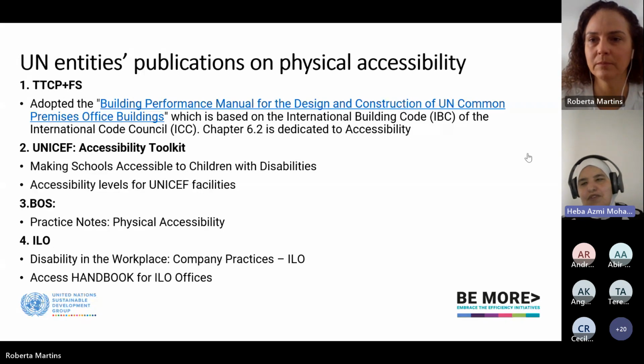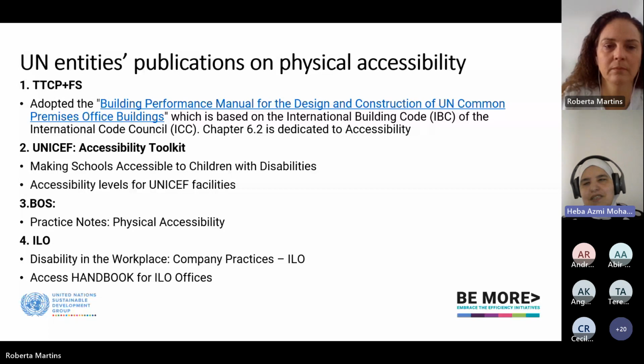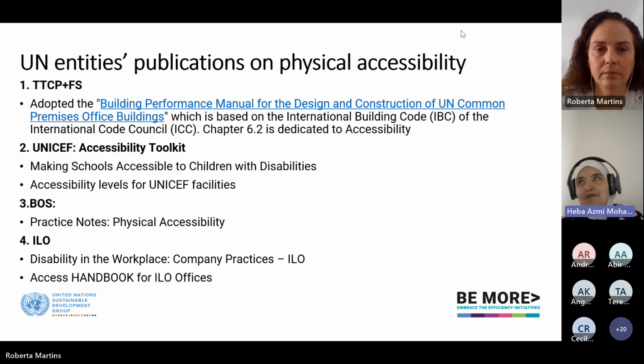Also, UNICEF has made a number of publications, for example, making schools accessible to children with disabilities and the accessibility toolkit, in addition to providing the accessibility levels of UNICEF facilities and offices. The ILO, the business operation strategy, has also developed practice notes to provide guidance for physical accessibility assessments and best practices, along with additional resources. Last but not least, the ILO has also provided some toolkits for physical accessibility, such as Disability in the Workplace, a company practice, and the accessibility handbook for ILO offices.